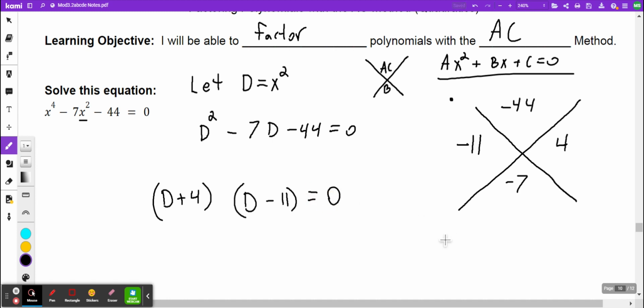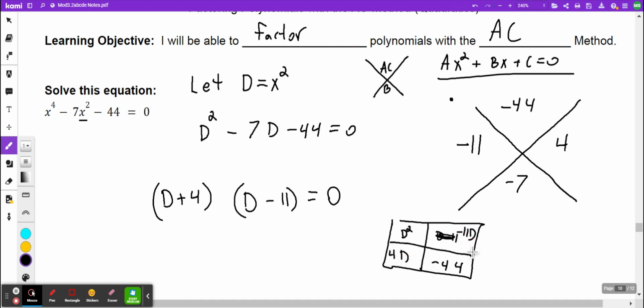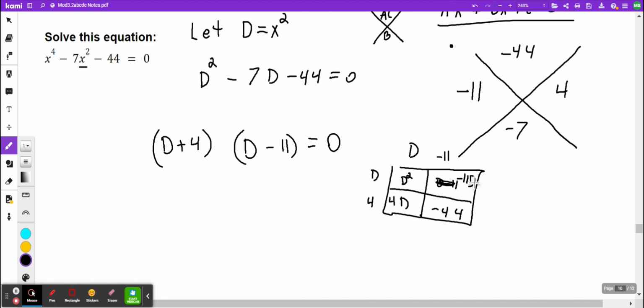Now, just to make sure, I can do the following. I'm going to plug in d squared, I'm going to plug in negative 44, and now I can plug in d minus 11, negative 11d and positive 4d. If I simplify these, I should get the same answers right here, which is true. So if I go further, I can now substitute.